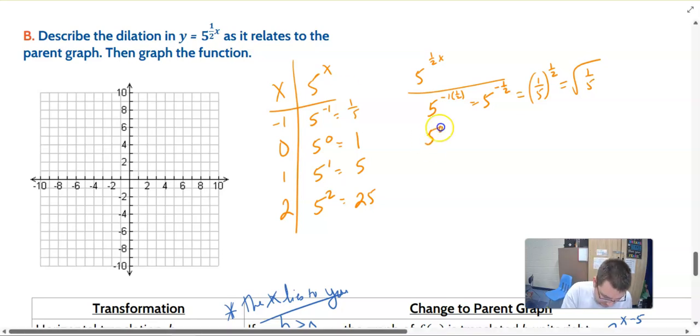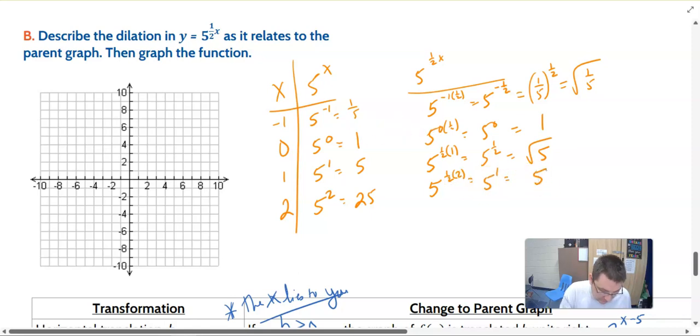But let's go 5 to the 0. Well, timesing that by a half, we're still 5 to the 0, so we're still at 1. 5 to the 1/2 times 1, and so that's going to give us 5 to the 1/2, so that's the square root of 5, and then doing 5 to the 1/2 times 2, that's 5 to the first, which is 5. And so let's come up and talk about these two decimals.